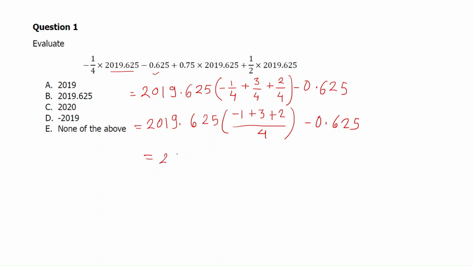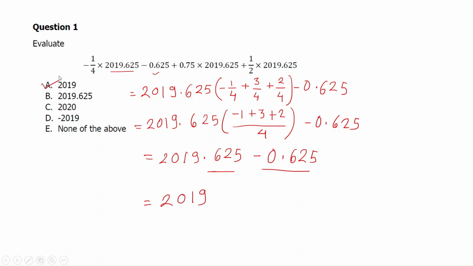Okay. So we can write 2019.625, this will be 1. Okay. Minus 0.625. Okay. This is now simple. Just the decimals will be subtracted. So the answer will be 2019. So option A is your answer.